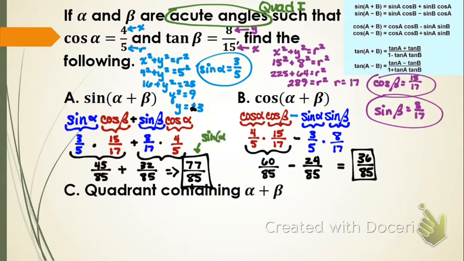Sine of my angle is positive. What about cosine? Also positive. Cosine of alpha plus beta is positive. Where's the only quadrant where sine and cosine are both positive values? First quadrant.